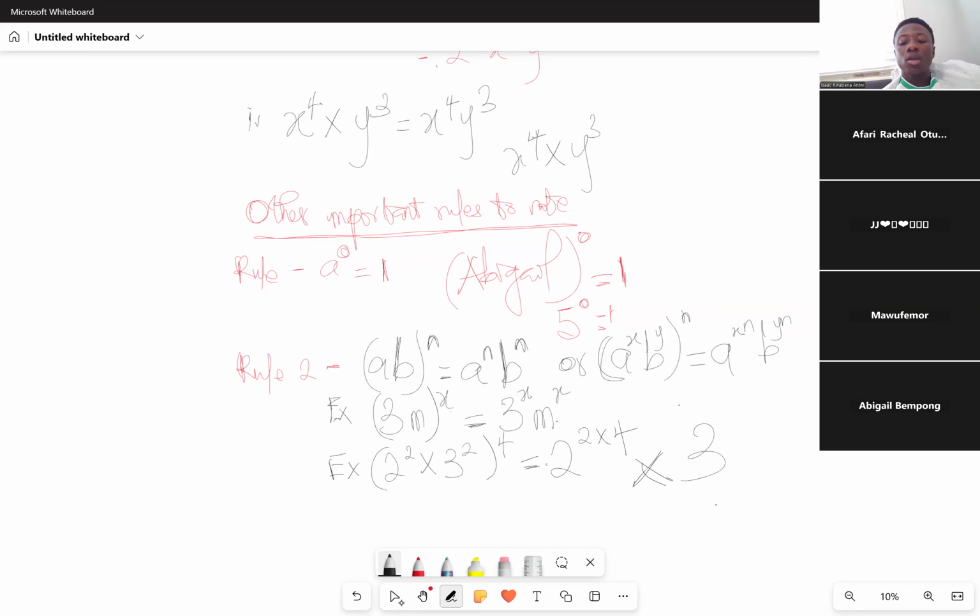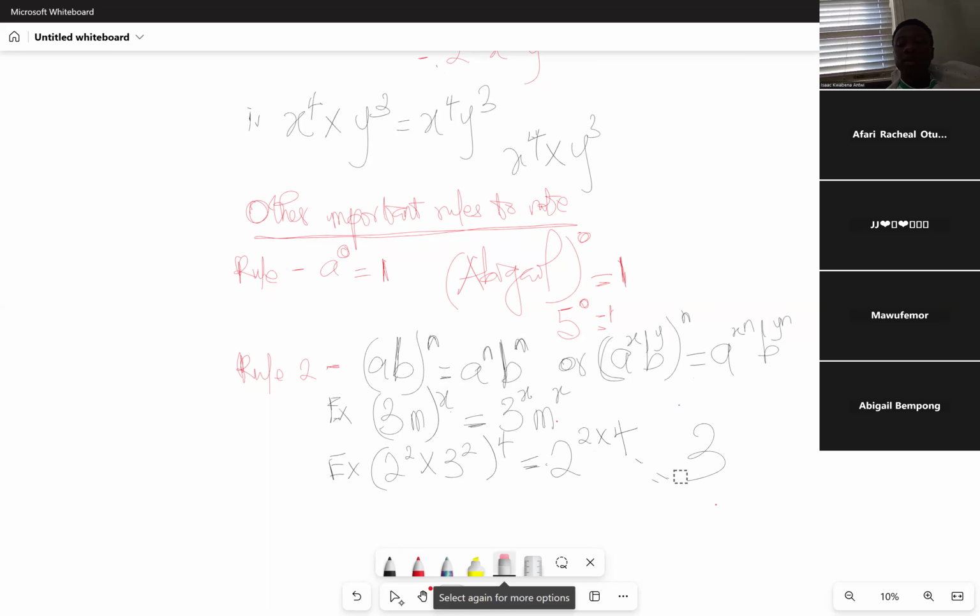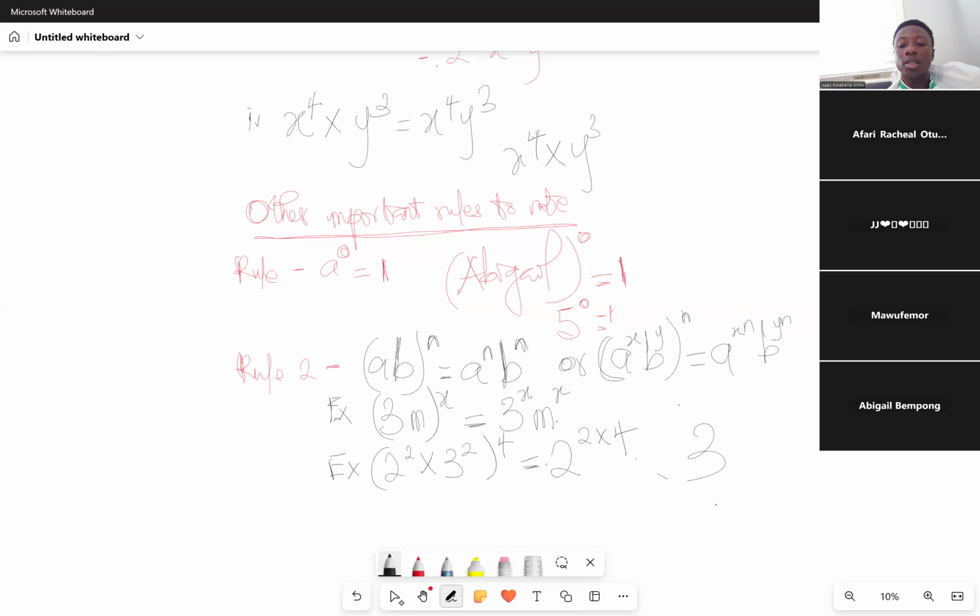So you see, you can't ignore the times. If it's letters, you could ignore the times, but it's numbers, and if you ignore the times, it's going to look weird. So you have to bring the times there because at the end of the day, something will happen. So what's the answer, guys? 2 times 4 is 8.